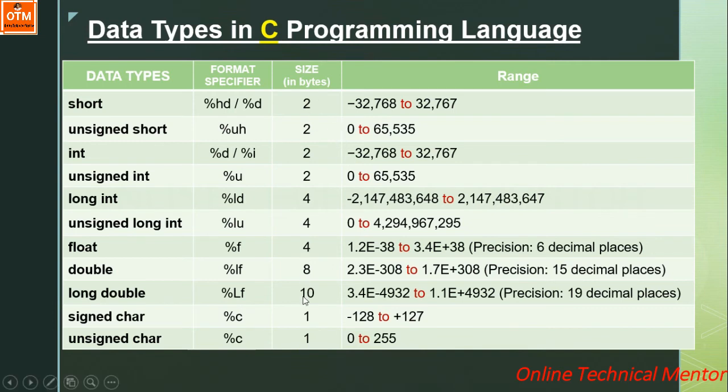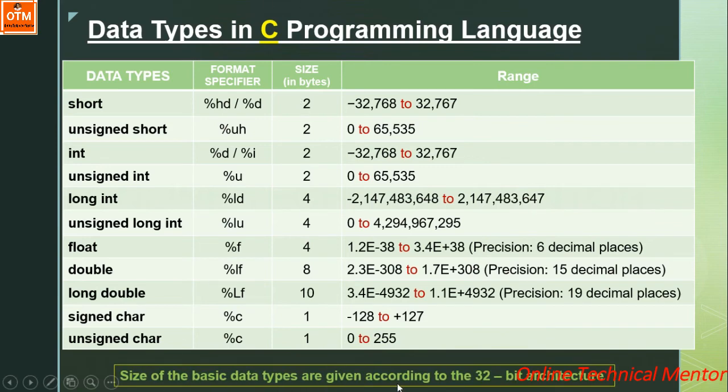Look at the third column. Whenever we declare a variable with one of these data types, the variable occupies some space within primary memory, and the occupied space is written in bytes in the third column. A variable with the short data type occupies 2 bytes of memory and can hold values from -32,768 to 32,767. All these sizes are given according to the 32-bit architecture, so the memory allocation may change in a different architecture.